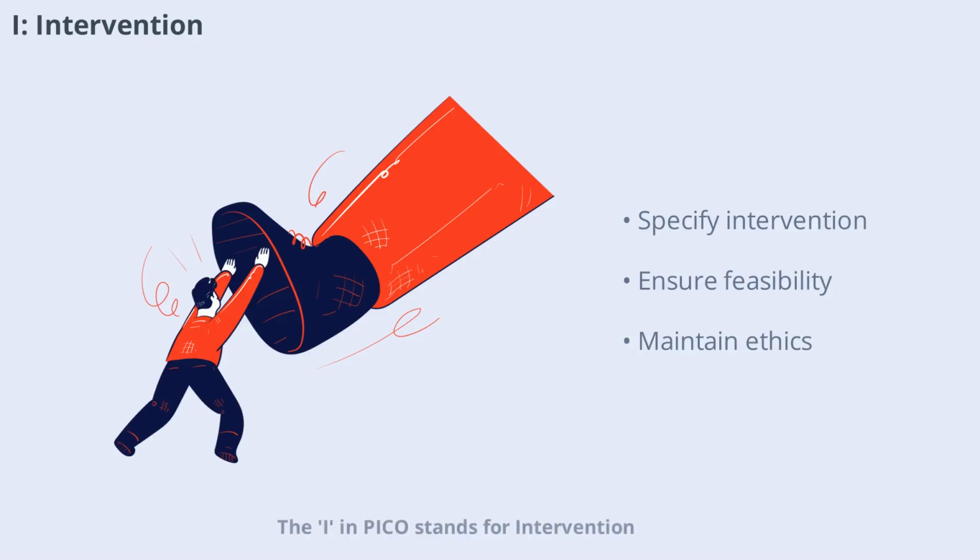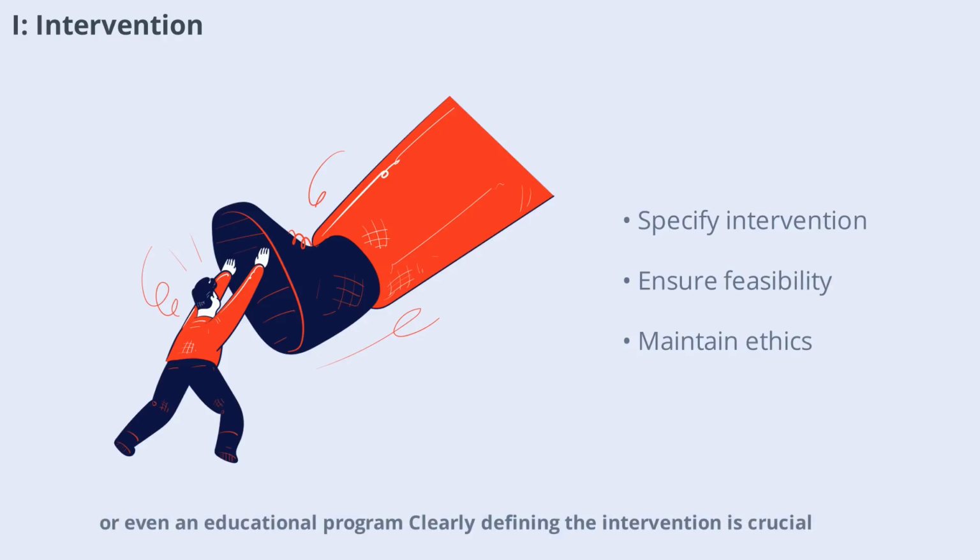The I in PICO stands for intervention. This is what you're testing or introducing in your study. It could be a new medication, a surgical procedure, a lifestyle change, or even an educational program. Clearly defining the intervention is crucial for designing your study and interpreting results. Make sure your intervention is feasible and ethically appropriate for your chosen population.